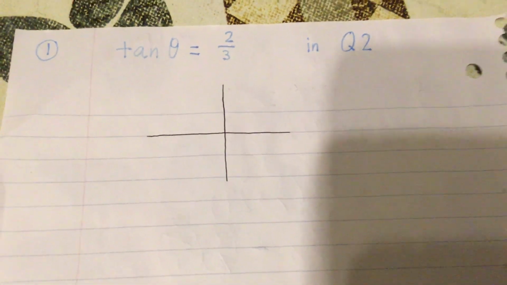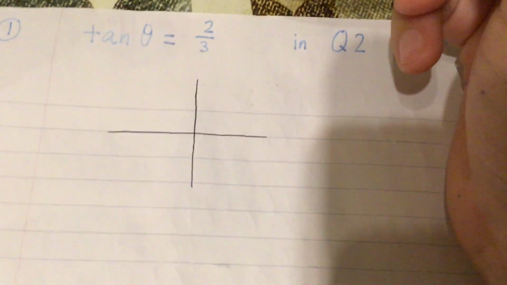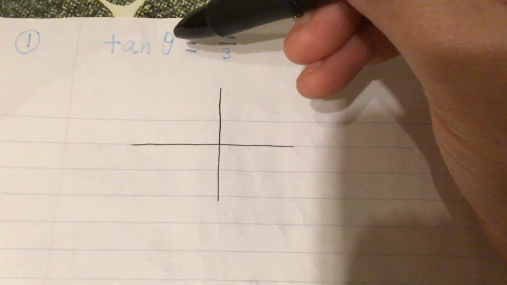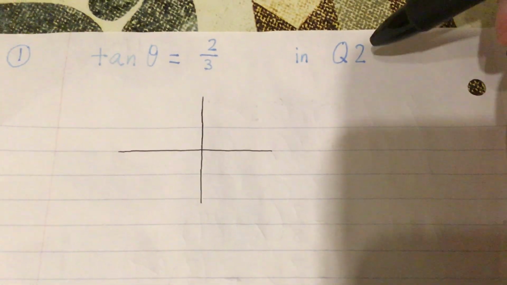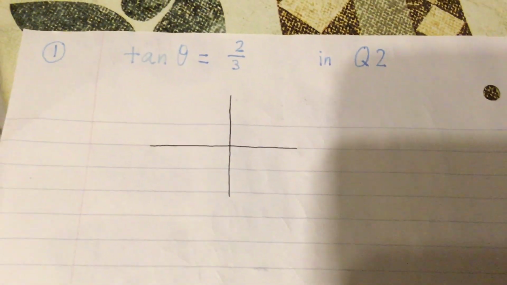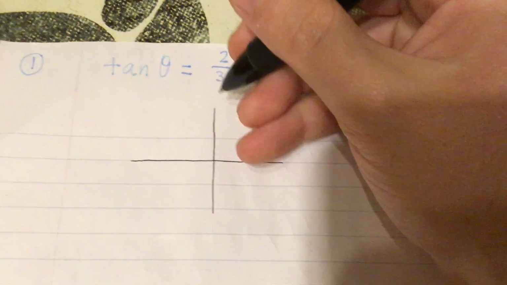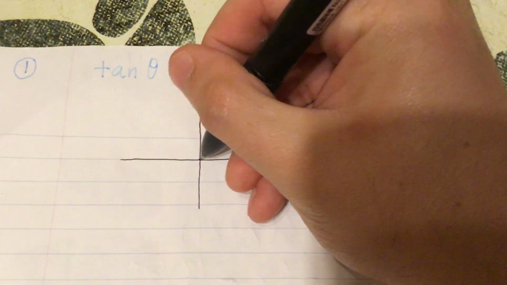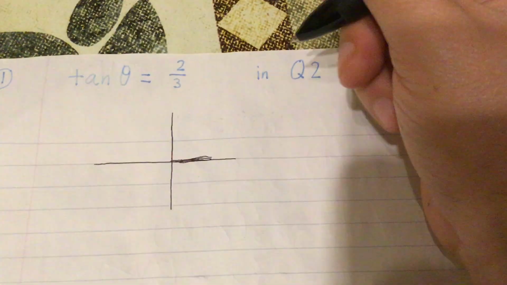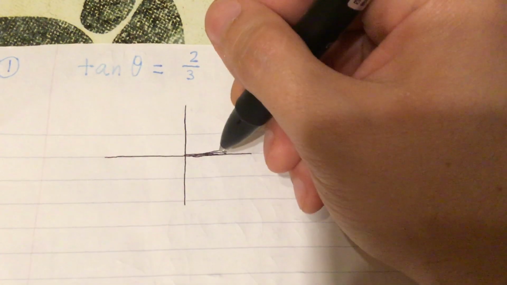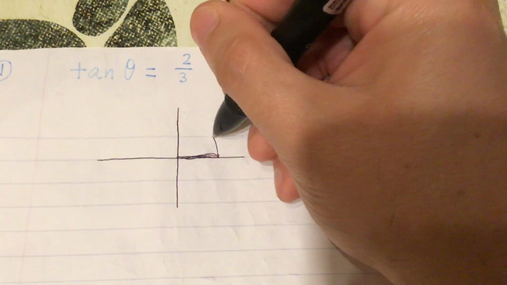Let's solve for that exact angle that fulfills both requirements. So you're given that the tangent of angle theta is 2/3 and the angle is in quadrant 2. So I'm a visual person. So if I start over here, right, and I'm going to go to quadrant 2, right? It doesn't have to be exact.